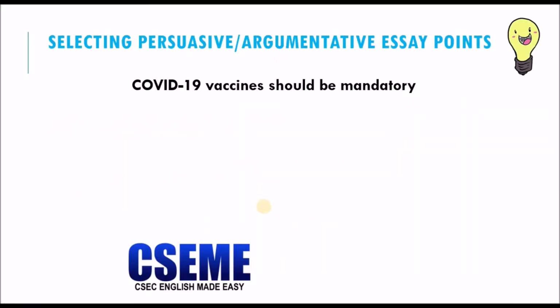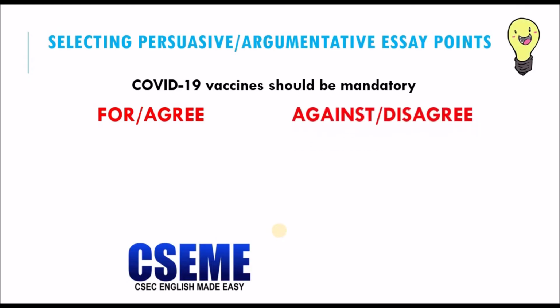Now the topic up for discussion is: COVID-19 vaccine should be mandatory. That is our topic. When we receive our topic, we see our writing prompt on the exam paper. I suggest that you brainstorm your points. So you're going to either figure out whether you're for, you agree, or you're against, you disagree with the topic.